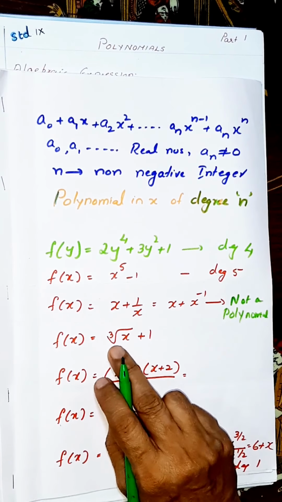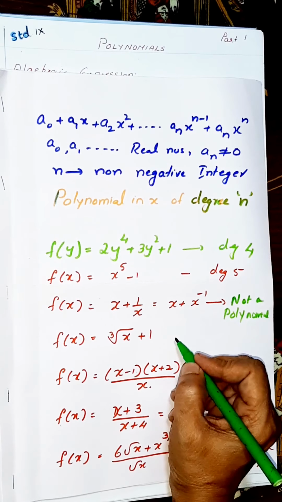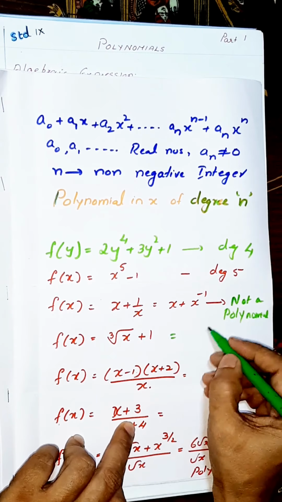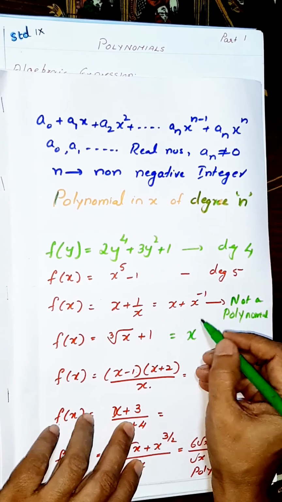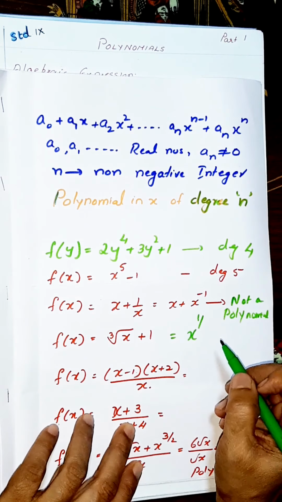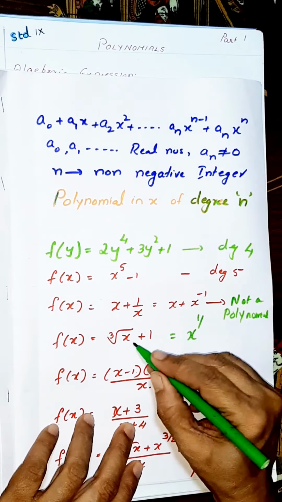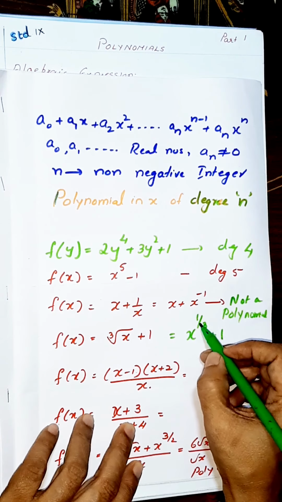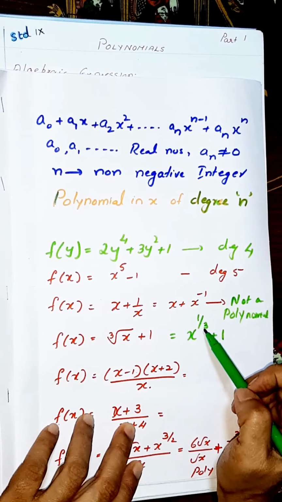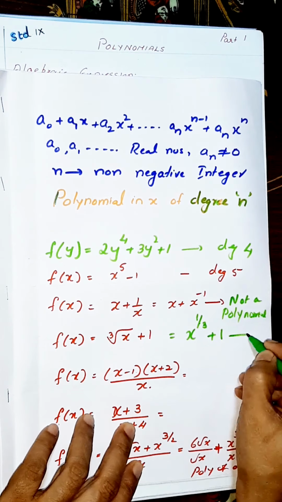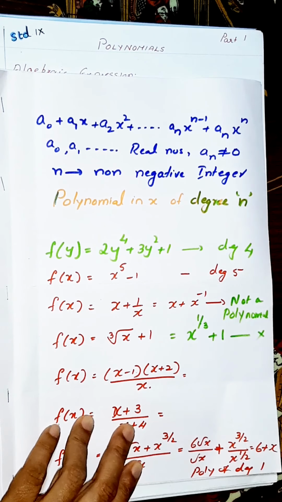Now here, cube root of x plus 1. You can write this as, cube root of x is what? You have learned it in the previous chapter: nth root of x will become x to the power of 1 by n. So this is x to the power of 1 by 3 plus 1. Here if you see, this power is not an integer. It is positive, but it is not an integer. So it is not a polynomial.